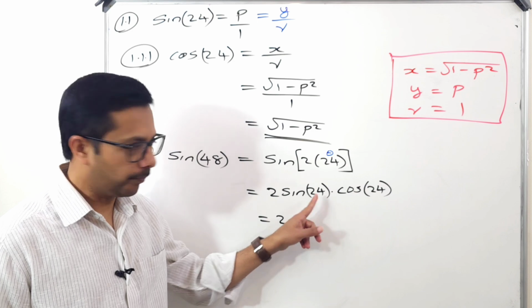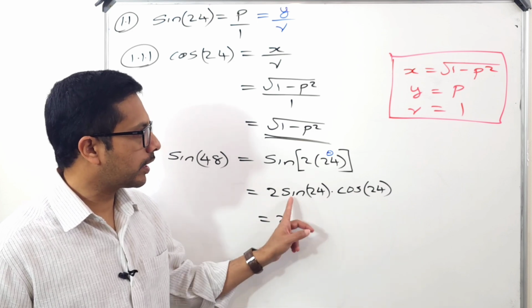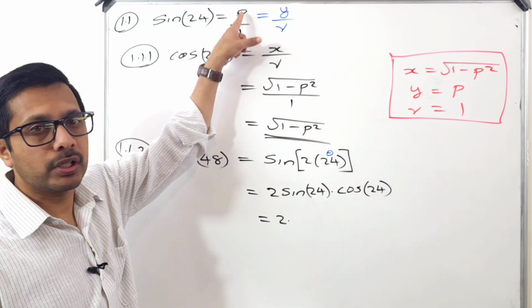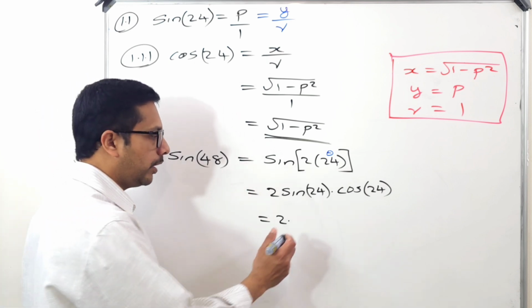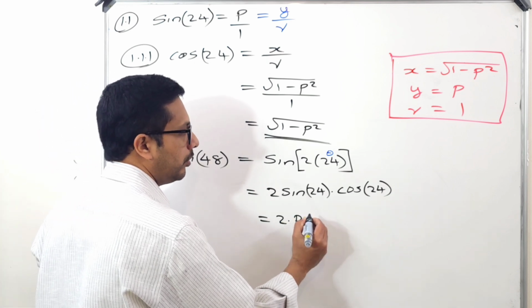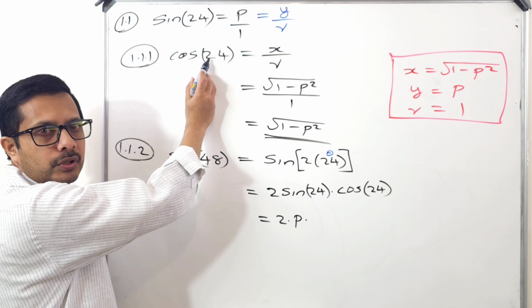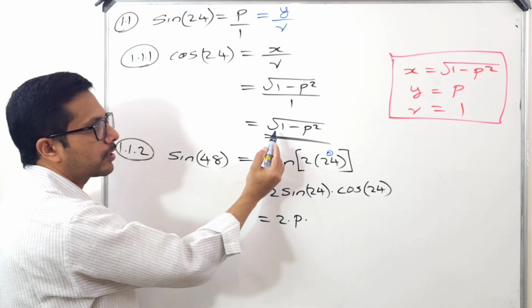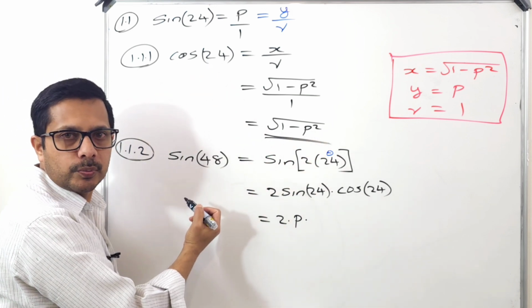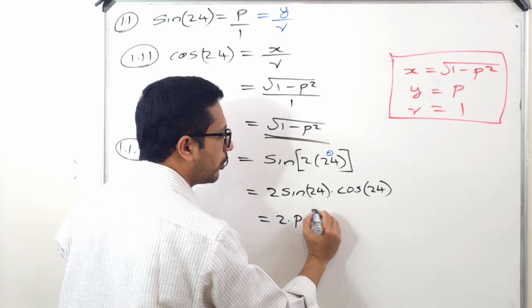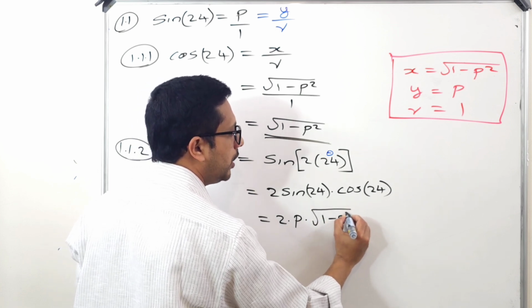Do you understand? Okay, so sine 24. What is the sine 24? We already know sine 24 is p. P divided by 1 is p. So it is p into cos 24. Look at the previous question. We already found the answer. What is the cos 24 answer? We got square root of 1 minus p square. Okay, it is times square root of 1 minus p square.